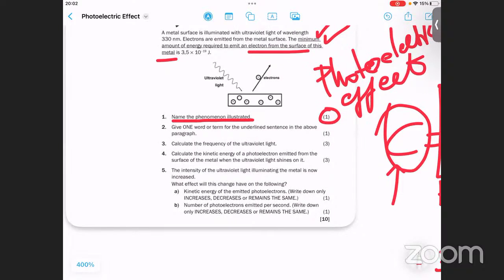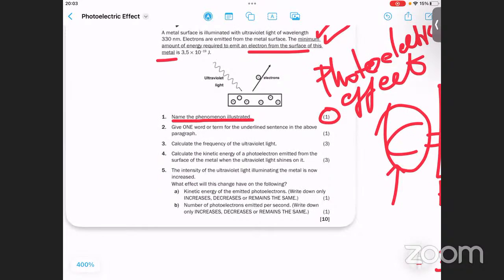So question number 5, they're saying the intensity of the ultraviolet light illuminating the metal is now increased. So they're just increasing the intensity. Now they're asking what effect this change will have on the kinetic energy of the emitted photoelectrons. You just write increase, decrease, or remain the same. It remains the same.